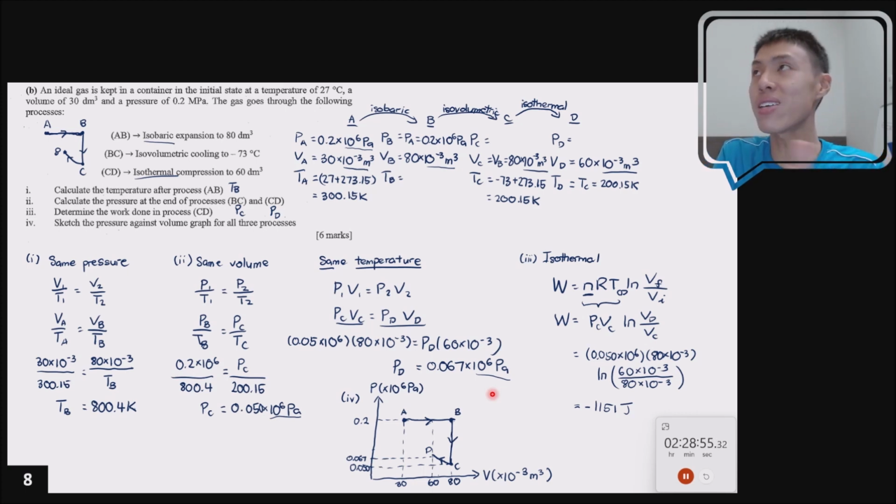I think I faced a bit of difficulty in question 2, but the rest I think is still quite doable. So I think I will check the answer at the back. If there's any correction, then I will add on a video at the back to correct my mistake. But for now, I think this is the end of my paper.